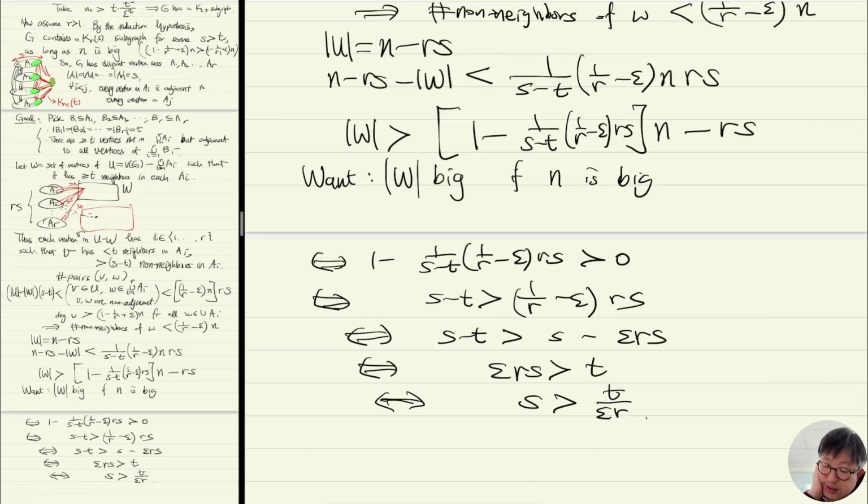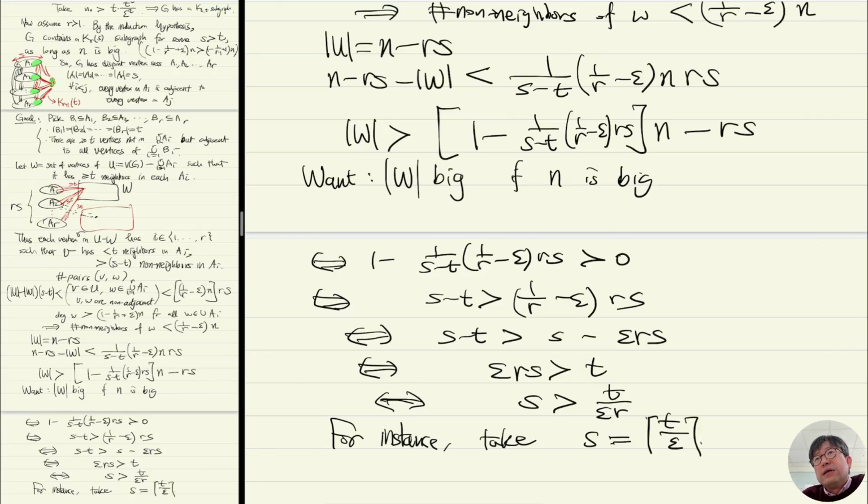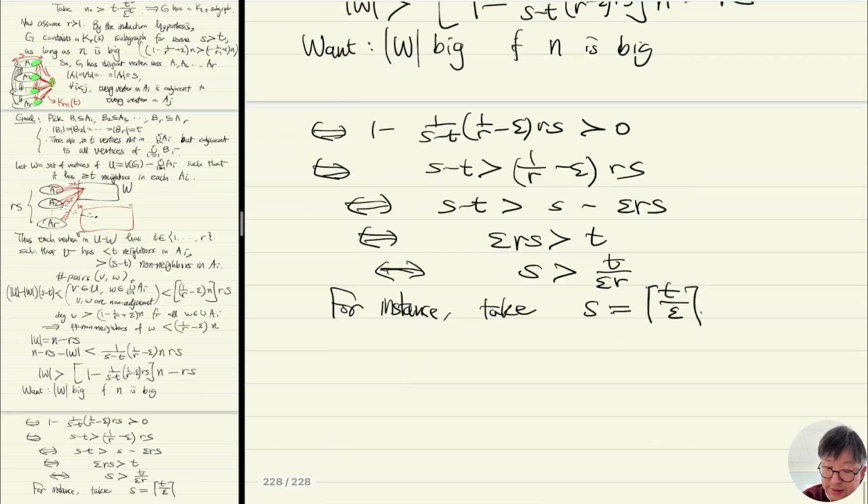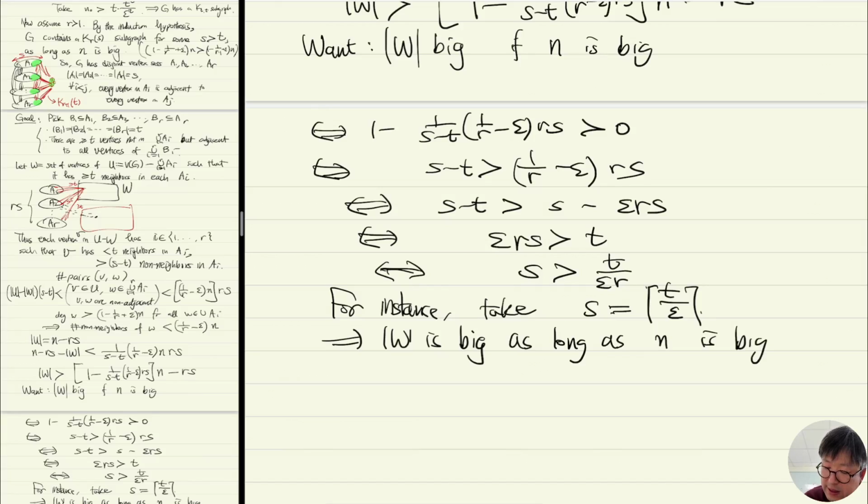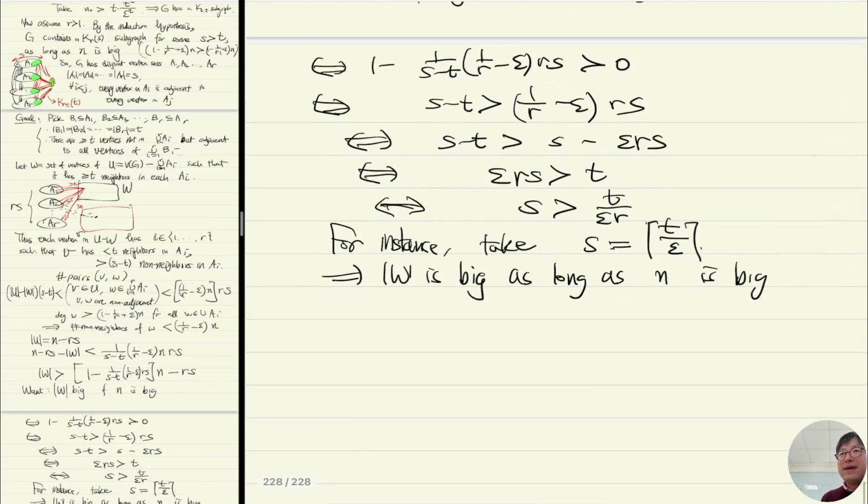Okay, so for instance, take S to be T over epsilon, something like this because we want it to be an integer. If this is the case, then W is big as long as n is big. So we can choose n0 to be big enough so that this is big enough. All right.